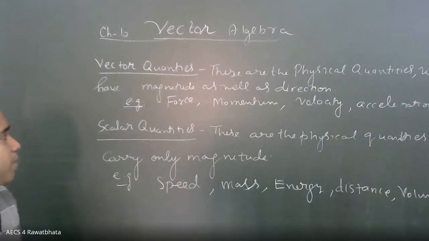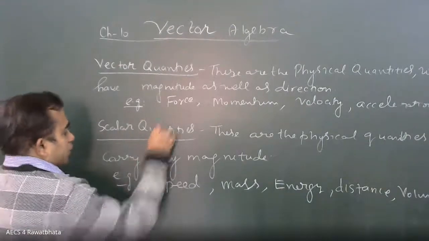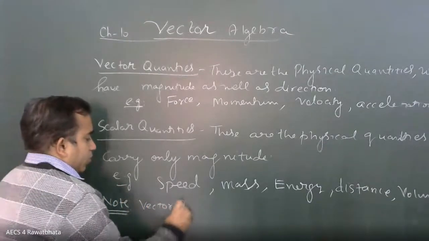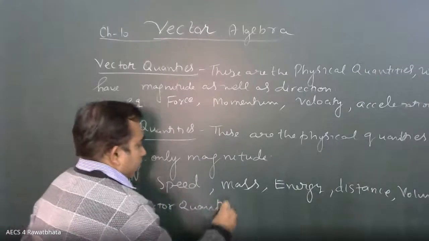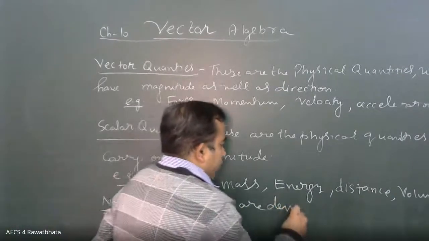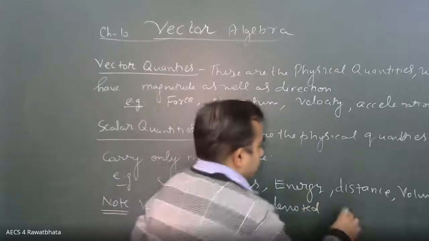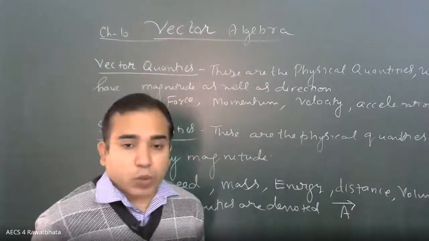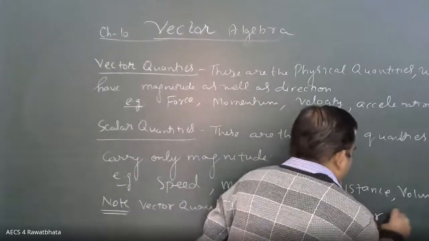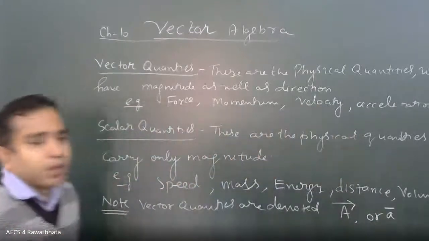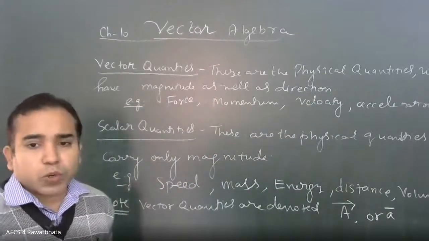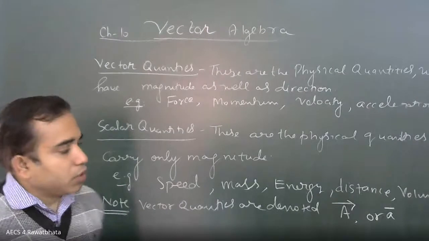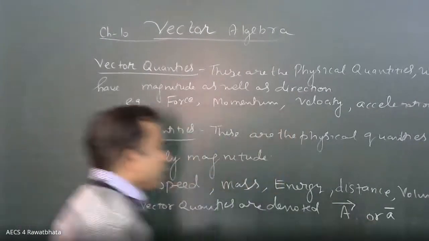So now the notation for vector quantities: vector quantities are denoted by some symbol we have to assign. Suppose A and then one arrow like this we make. This is the symbol of vector quantities. Or like this also we write, bar also we write. This is the way to denote B bar, C bar, F bar, F vector. So like this we show these vector quantities, right?